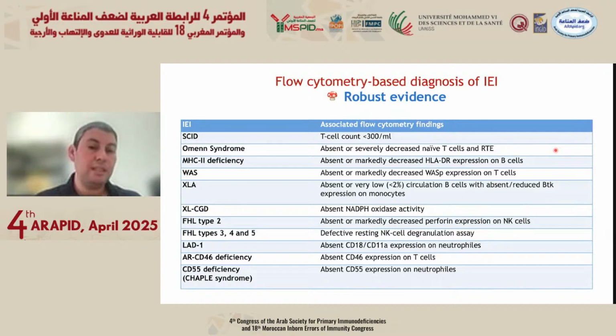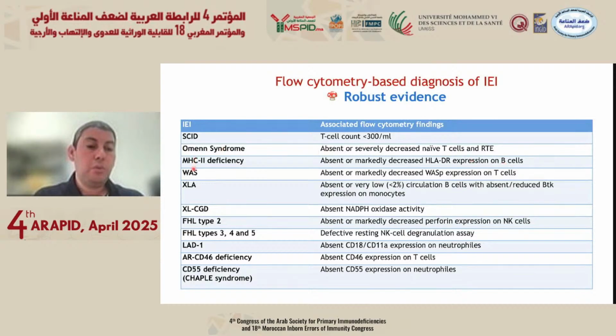C'est un petit peu le cas des SCID, avec un taux de lymphocytes inférieur à 300, du syndrome d'Omenn avec l'absence totale des lymphocytes naïfs et des RTE, le déficit de HLA classe 2 avec l'absence de l'expression de HLA-DR sur les lymphocytes B. Là aussi, faites attention, parfois la diminution est modérée, il n'y a pas une absence totale, il faut faire attention aussi.